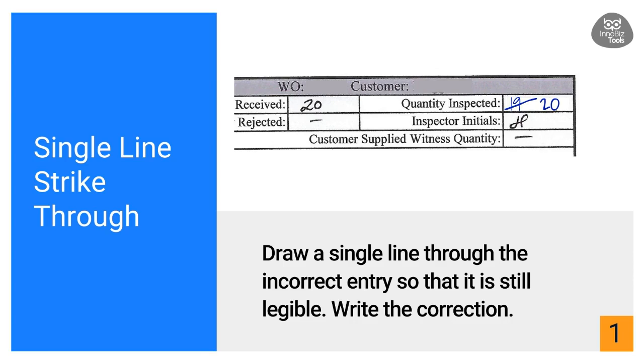This correction should be clear and unambiguous, so anyone reviewing the document can easily see the change and understand the accurate information. The single-line strike-through combined with a clear correction ensures that the original entry remains visible, allowing auditors and inspectors to trace the correction back to the source of the error.